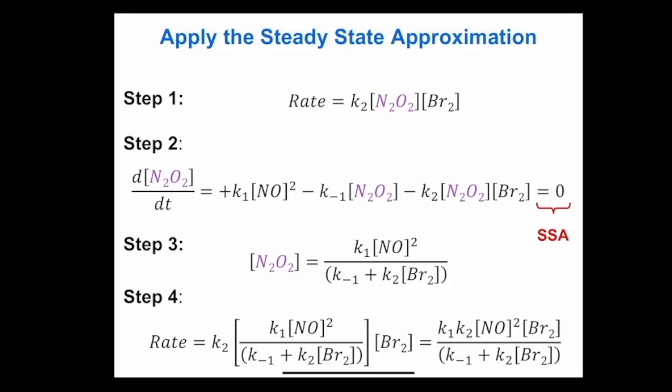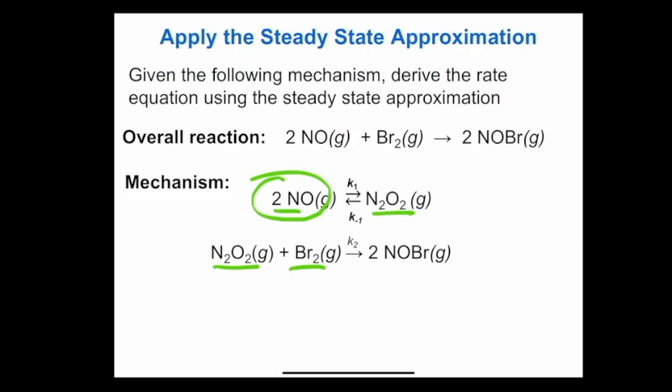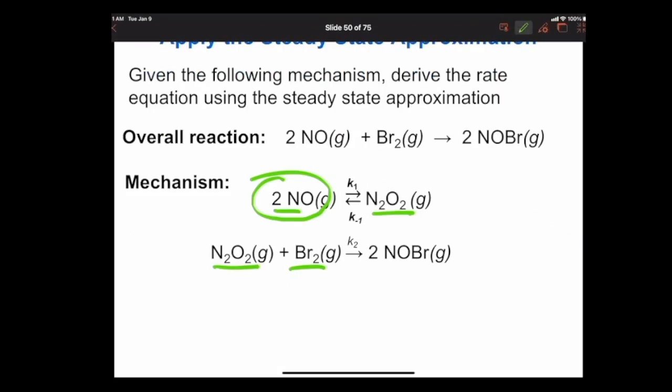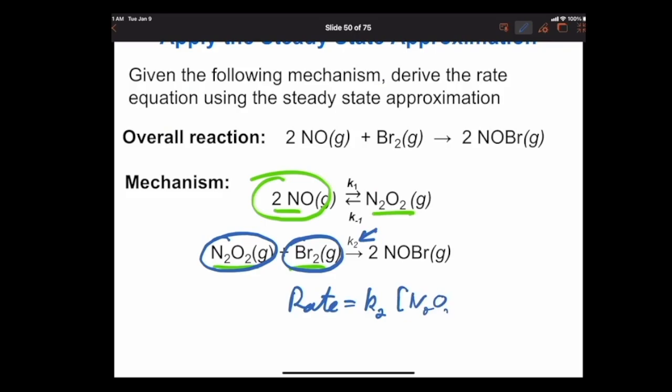Step 1. We look at the last step of the reaction. We write a rate law. So going back, the last step is right here. It is N2O2 reacts with Br2 according to K2. I could say that second step is rate is equal to K2 times N2O2 times Br2.